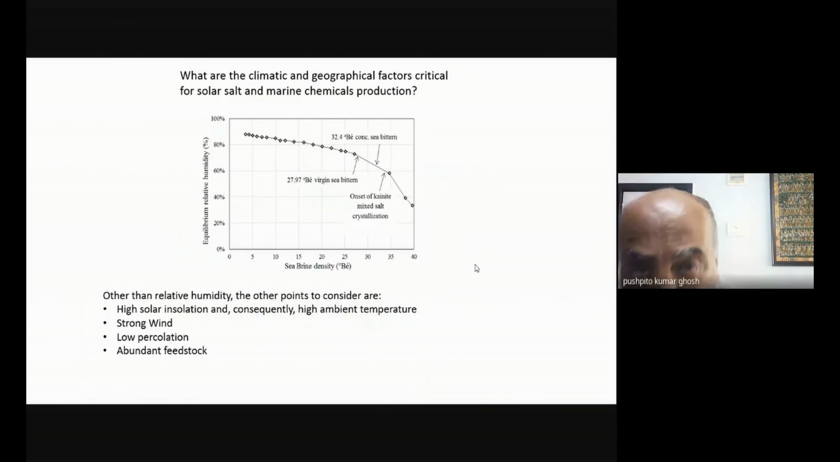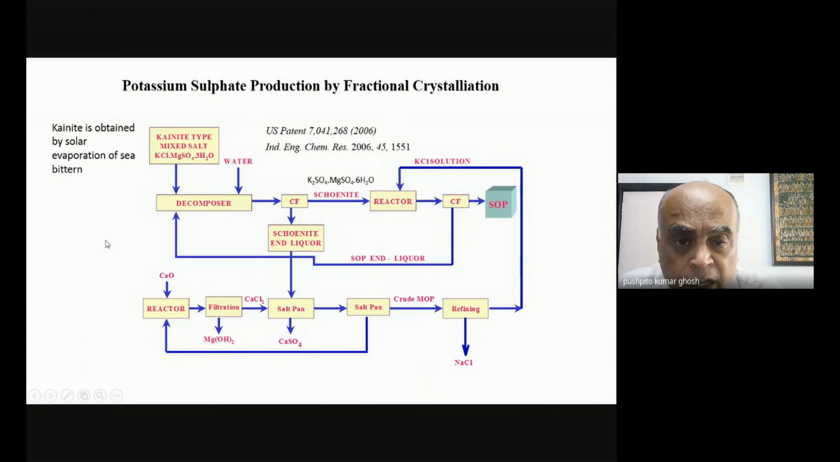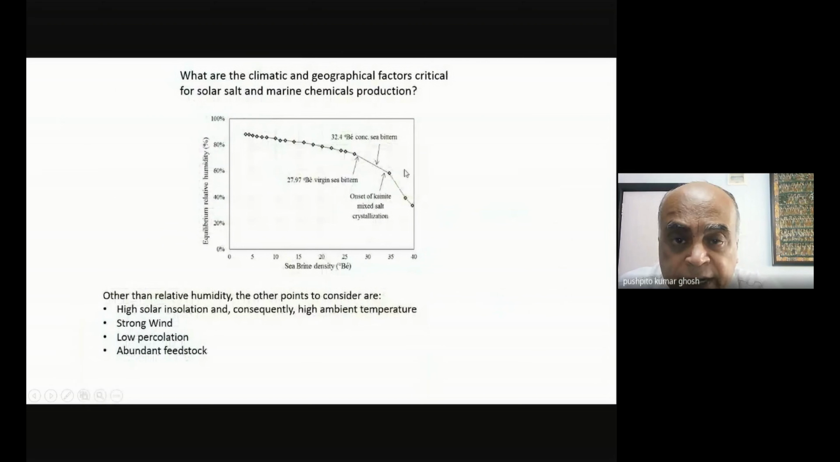Like, for example, what are the geographical factors and the climatic factors. If I have got a place with very high humidity in the atmosphere, then you will not be able to evaporate beyond a point, because the rate of condensation will be equal to the rate of evaporation beyond a point for a certain relative humidity. So whatever I showed you, like making that particular product, you can only do it if the relative humidity is less than 60%, and ideally it should be closer to about 40%. If you don't have that, then no matter how much sunshine you're getting, you will not be able to produce it.